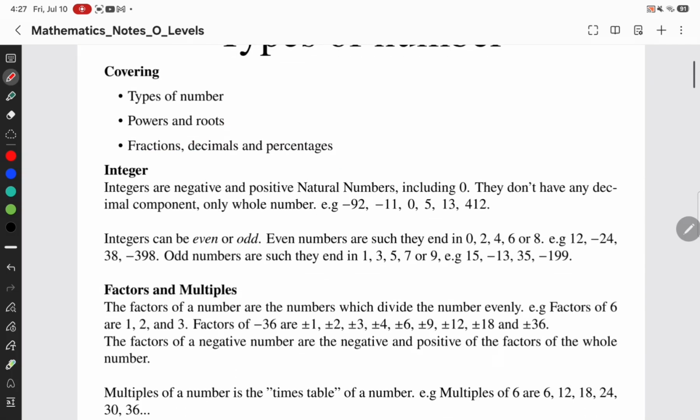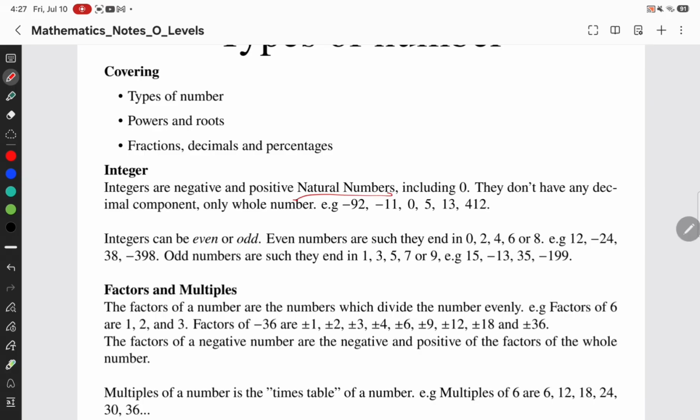One is the humble integer. What are integers? Integers are negative and positive natural numbers, including 0. They don't have any decimal component and are only whole numbers. Example: negative 92, negative 11, 0, 5, 13, 4, 12, and so on.